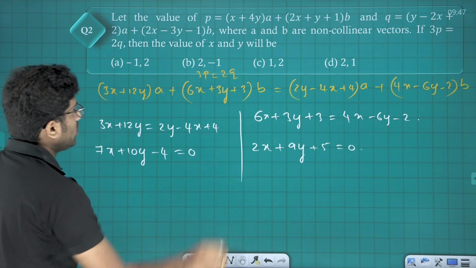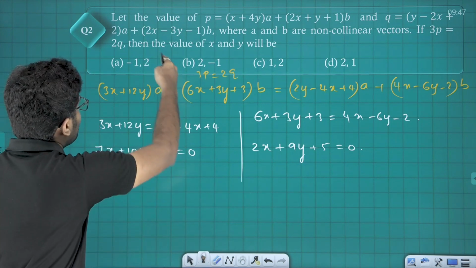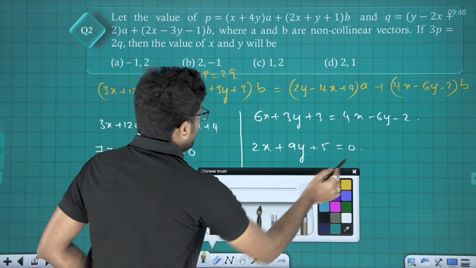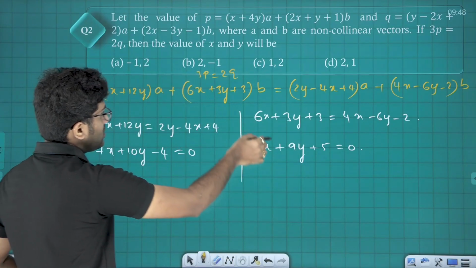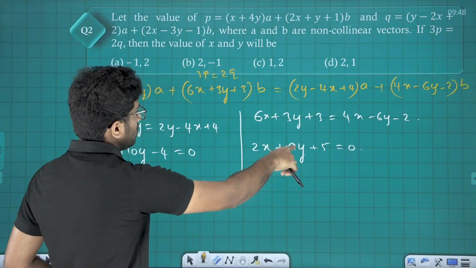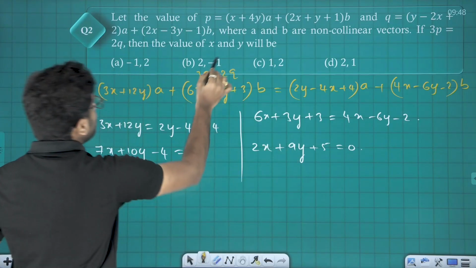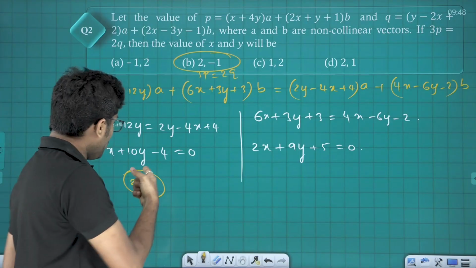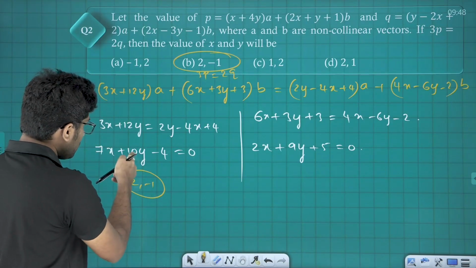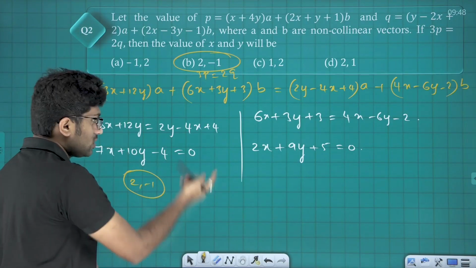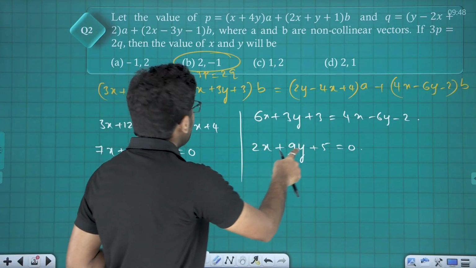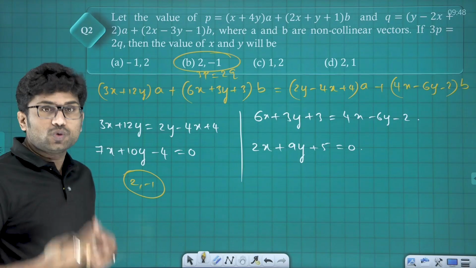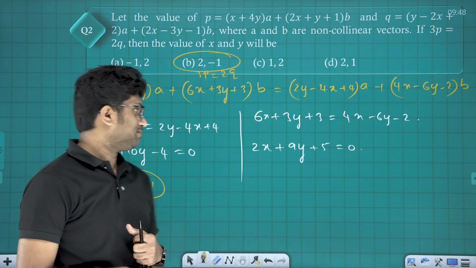Now if we solve these two equations, the corresponding values of x and y will be: if x is 2, y is minus 1, 2 2's 4 plus 5. So both the equations are satisfied by 2 comma minus 1, friends. If x is 2 and y is minus 1, 7 2's 14, 14 minus 10 minus 4, so this will be 0. 2 2's 4 minus 9, 4 plus 5 is 9, 9 minus 9 is 0. So the value of x will be 2 and the value of y is minus 1.